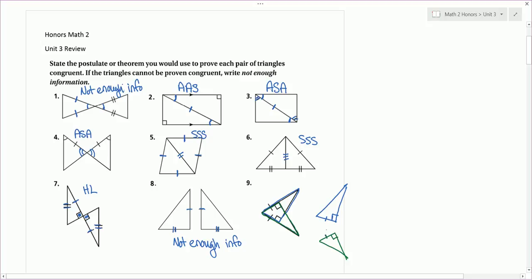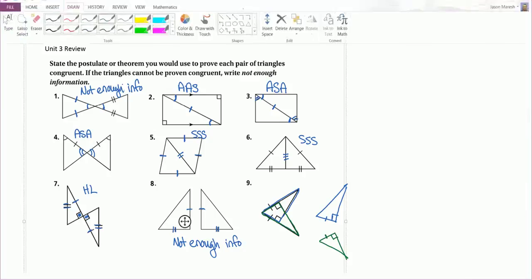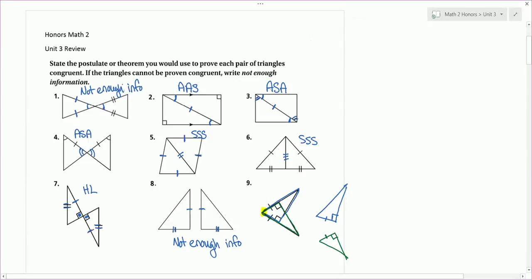Whenever you have overlapping triangles, they're either going to share a side length or they're going to share an angle. And in this case, they're sharing an angle. I'll highlight where that shared angle is. And so those two angles that I'm highlighting are also congruent. And so we have angle, side, angle congruence.